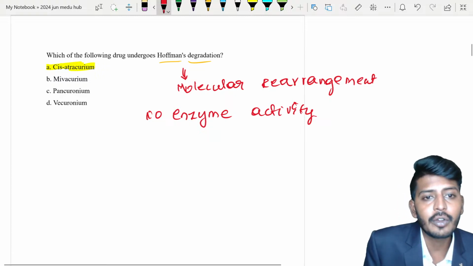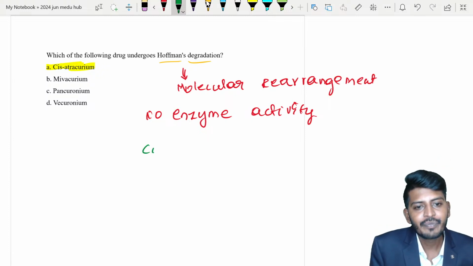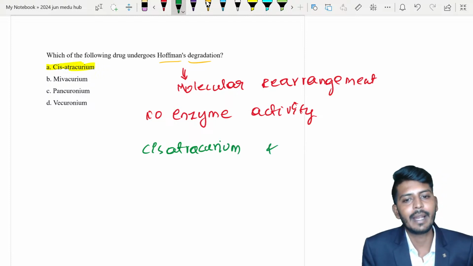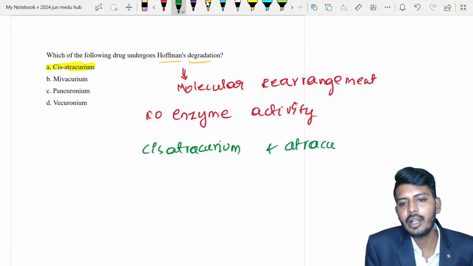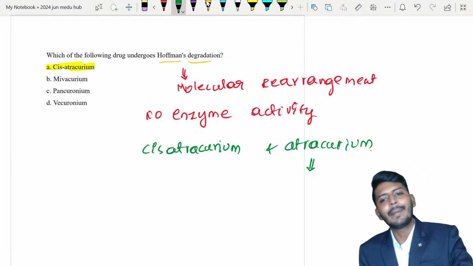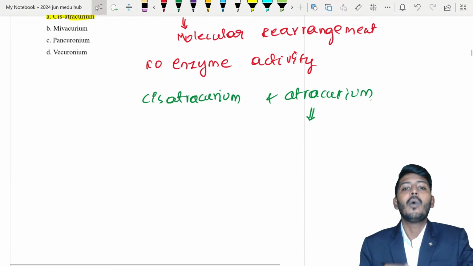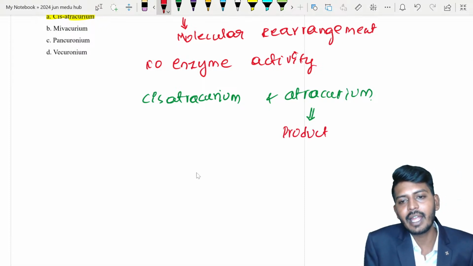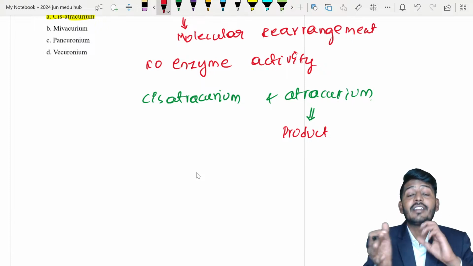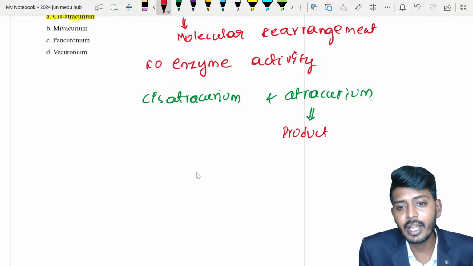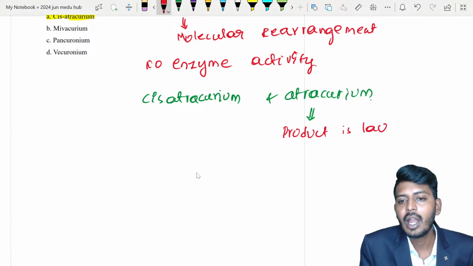So what are the drugs which undergo Hofmann degradation? We have two drugs: cisatracurium and also, my dear students, atracurium. Once it gets metabolized, it creates a product. Sir, इसका product बनता है क्या? Hofmann degradation, वो अपने आप spontaneously change, molecular rearrangement, and it will form a product, laudanosine.